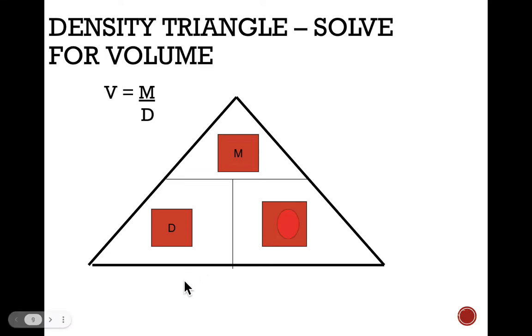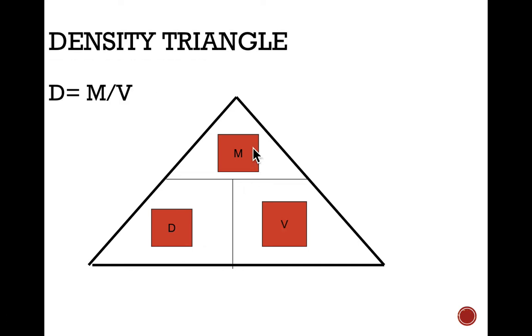And then to solve for the volume, you cover up volume, and this is the one that people have the most trouble with and will often get backwards. To solve for volume, volume is going to be mass divided by density. So again, here's your density triangle with density equals mass divided by volume.